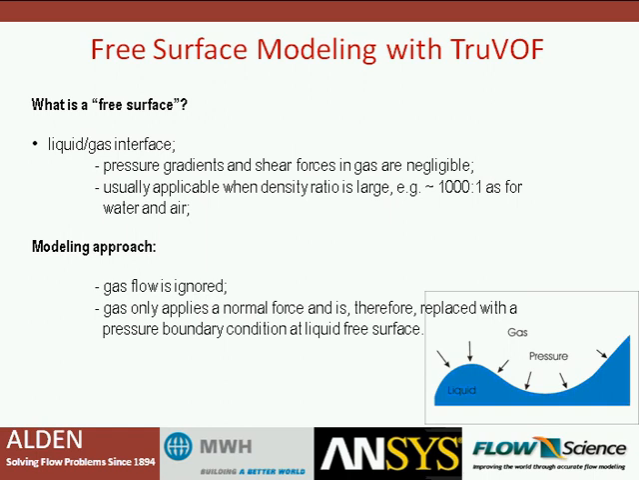Also, I want to briefly talk about free surface modeling. Free surface modeling is where you have a liquid-gas interface, and it's typically applicable to problems where you have a high density ratio. A perfect example is a lot of hydraulics modeling, where your ratio is about 1,000 to 1, and you're looking at water and air. That means you can consider the pressure gradients and shear forces in the gas as negligible. This ultimately allows for better accuracy in these types of problems and a faster computational time, because you only have to work numerically through the cells that have liquid in them.